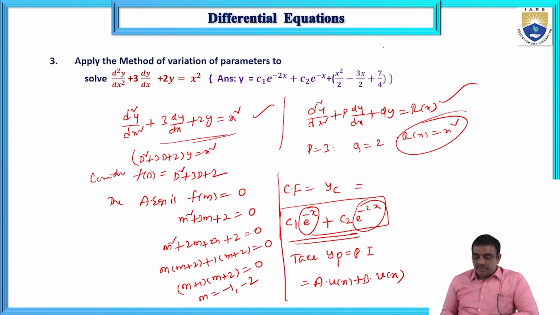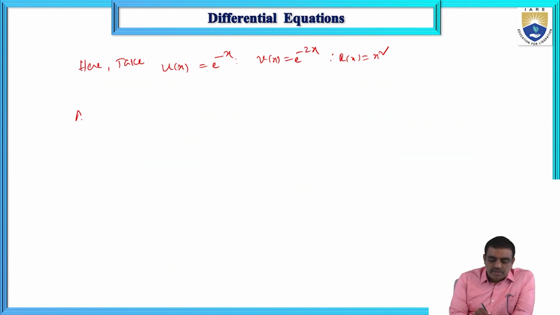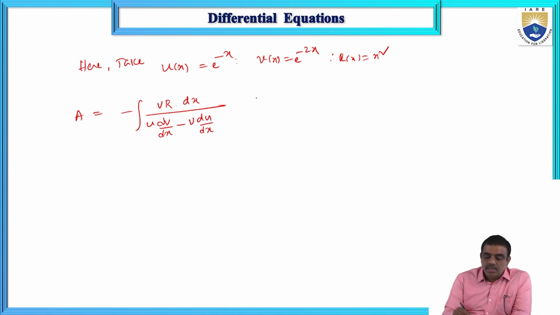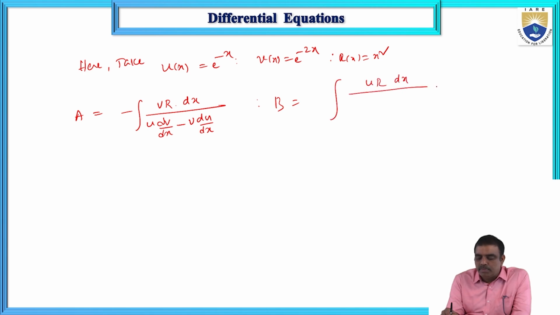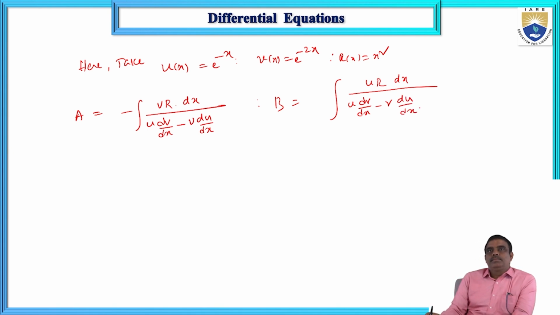Then the values a and b can be calculated by using the formulas. What is the formula? a is equal to minus integral v r dx by u dv by dx minus v into du by dx. And the formula of b is integral u r dx by u dv by dx minus v into du by dx. Before applying this, we find the denominator readily.